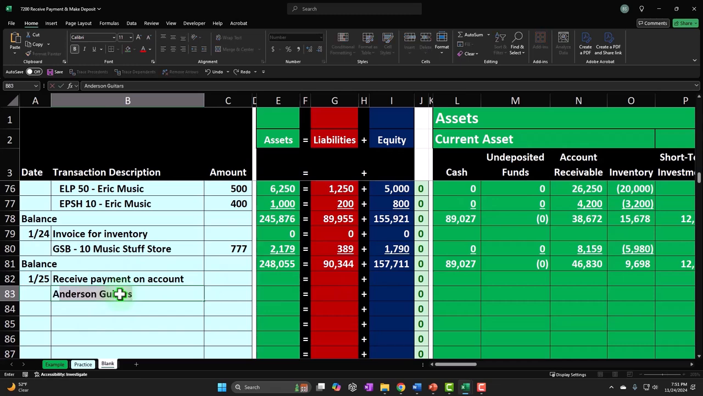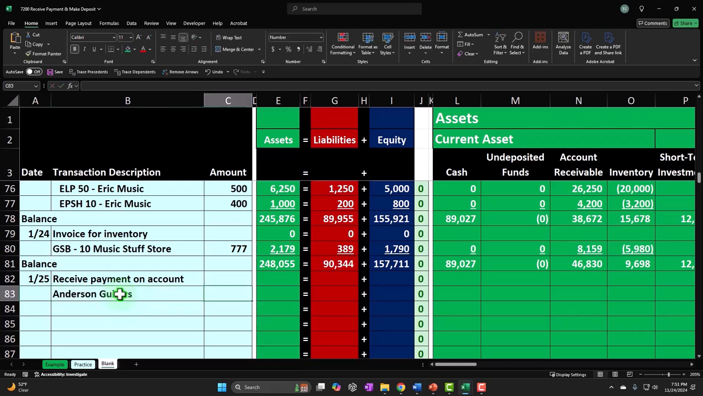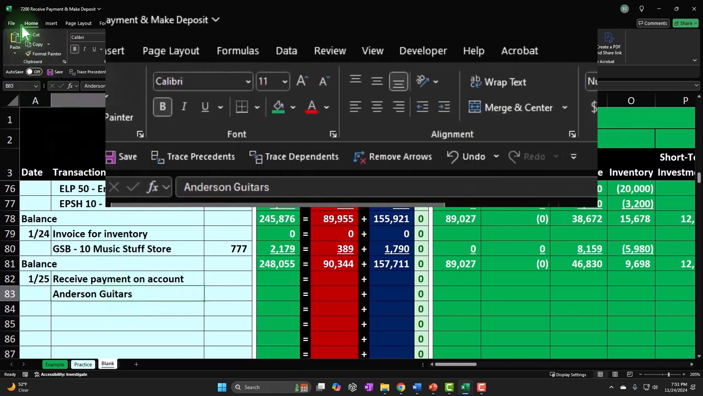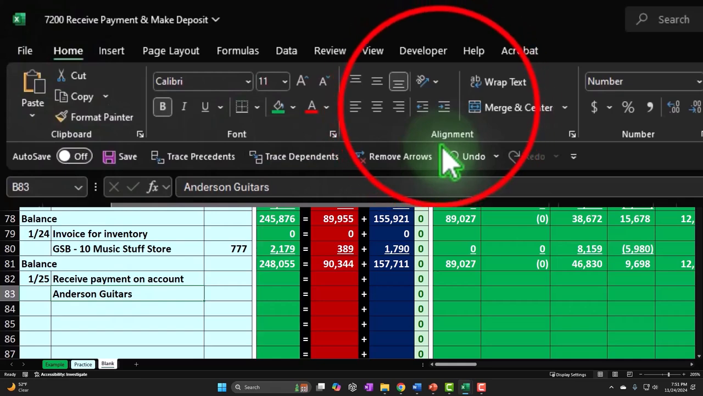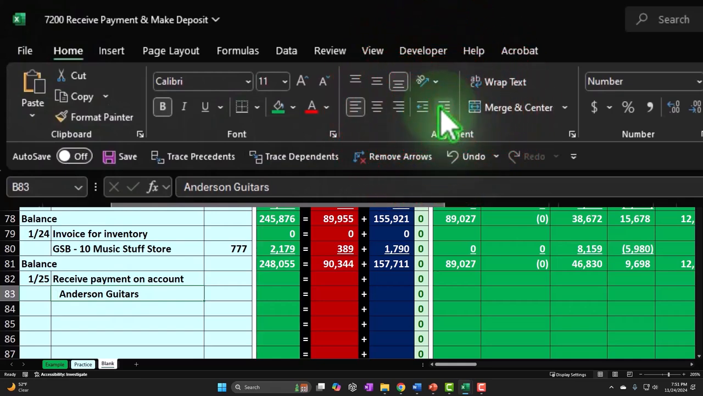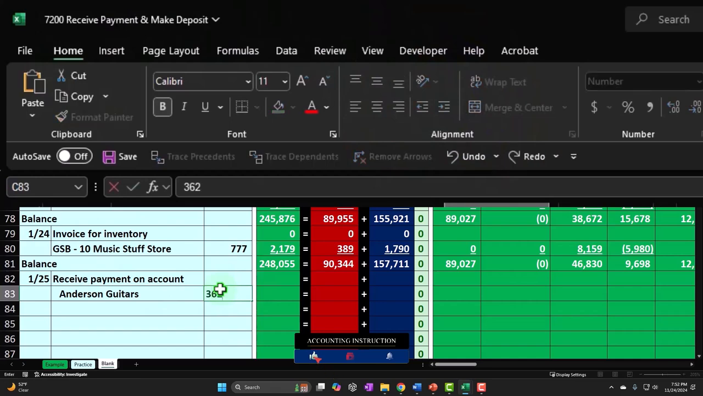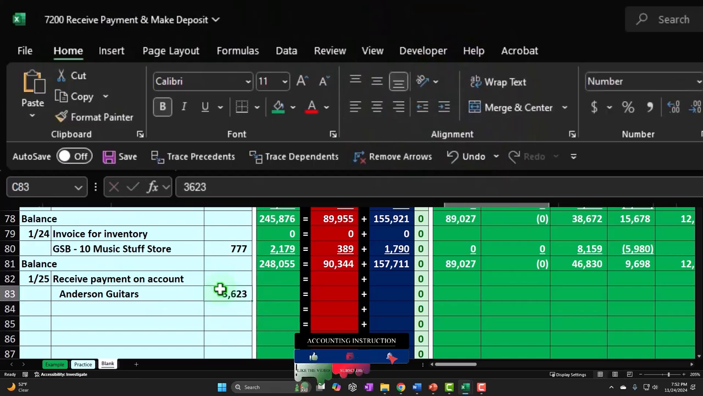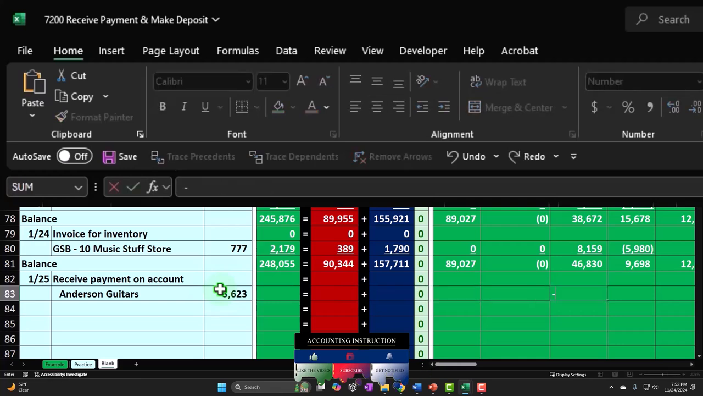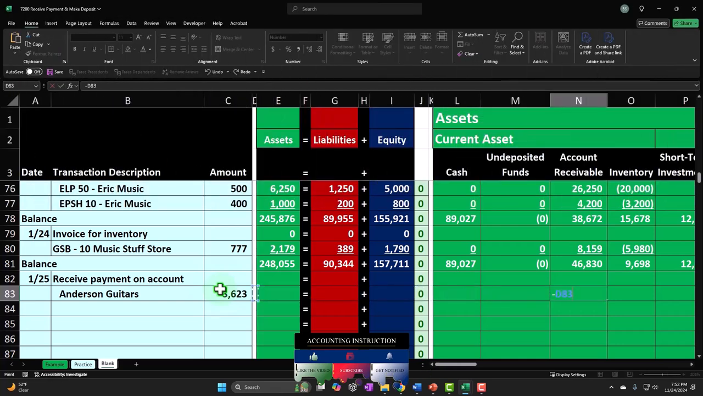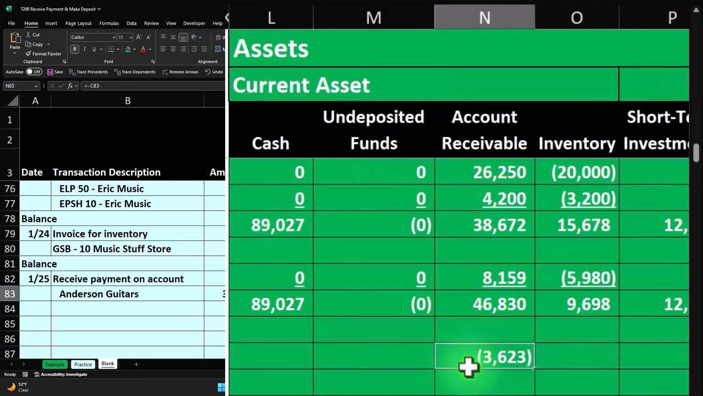So then we need to know who it came from, so we know which accounts receivable to decrease in our subledger. I'm going to go to the home tab, alignment and indent. And then we're going to say that we received the 3623. Okay, so that's going to be a straightforward journal entry. Accounts receivable now is going to go down by the 3623. Notice that this account in accounts receivable doesn't tell us who paid us. It just records the transactions by date.